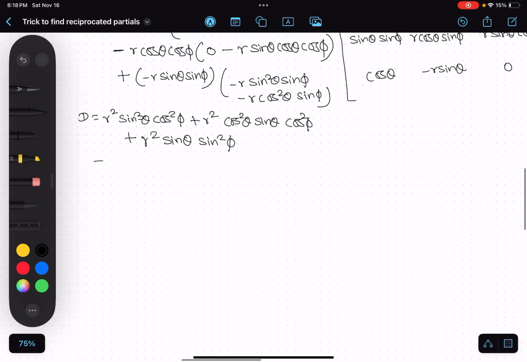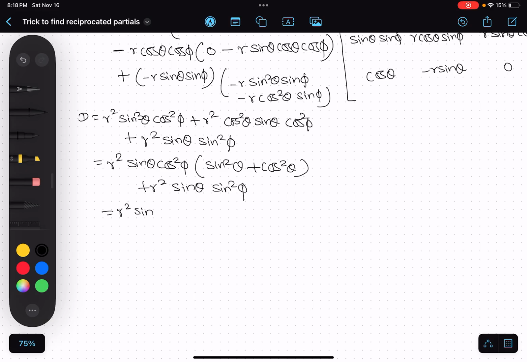Now for this one, try to take sine theta cos square phi common. If you take sine theta cos square phi common, this will just be sine square theta plus cos square theta, right? And over here we have r square sine theta sine square phi, and we again know this is 1, so this is r square sine theta cos square phi plus r square sine theta sine square phi. Now again, if you take r square sine theta common, cos square phi plus sin square phi is going to be 1. So this is r square sine theta.